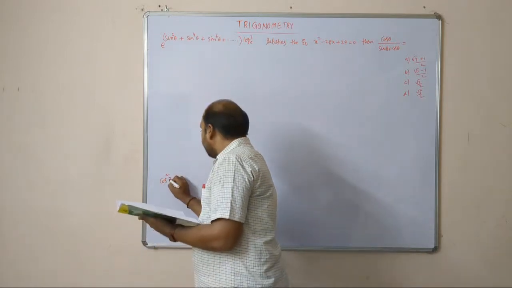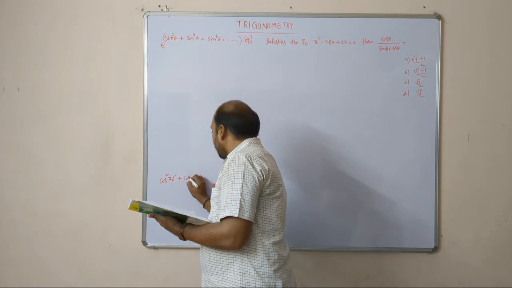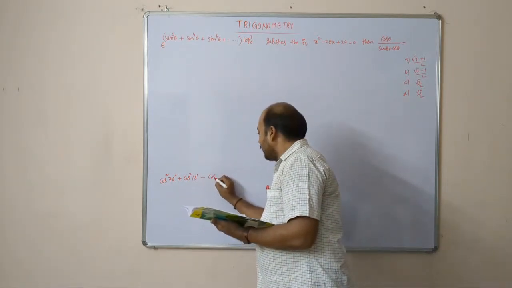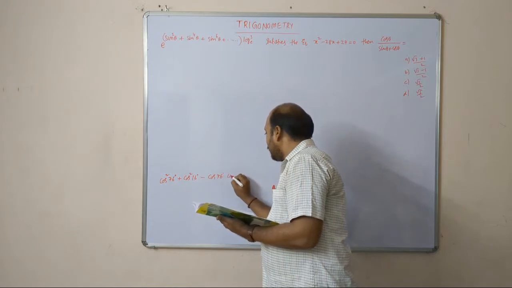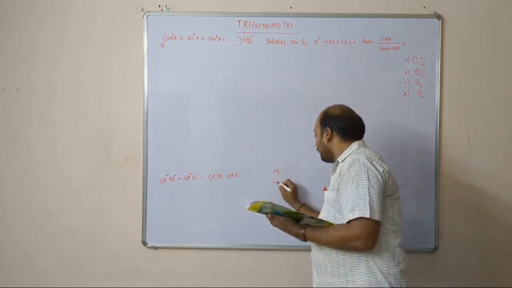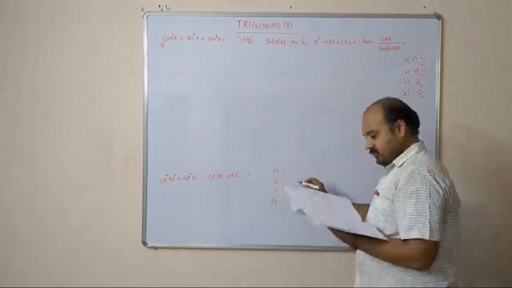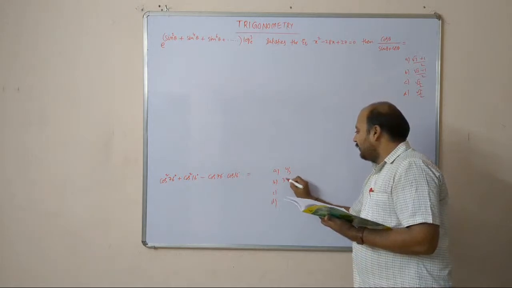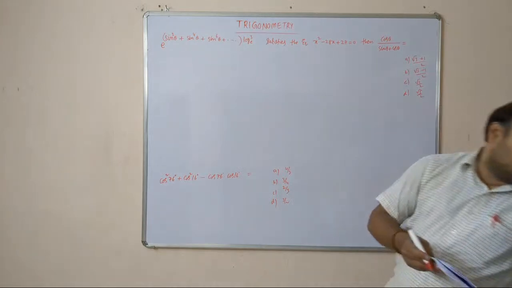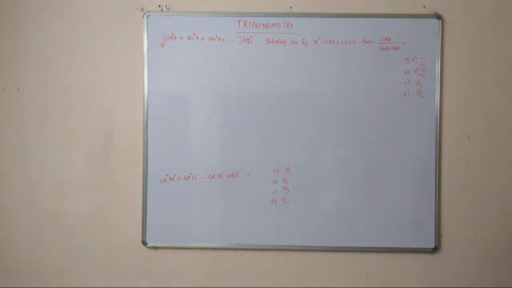cos squared 76 degrees, cos squared 16 degrees minus cos 76 into cos 16 degrees is equal to: 4 by 3, 3 by 4, 2 by 3, 3 by 2. These are the options. Try to do, dear students. I will explain.